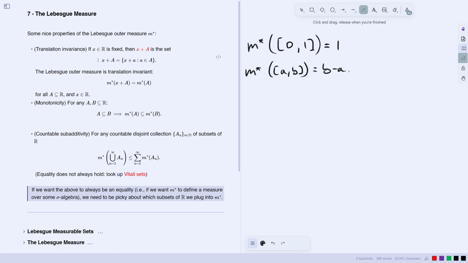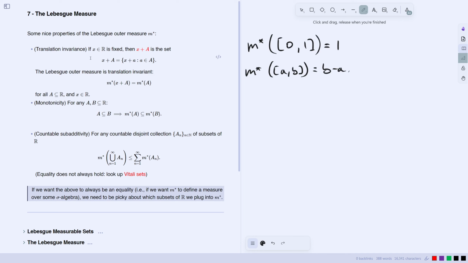We got a couple of other nice properties, the first one being translation invariance. If I shift a set, I just pick it up, place it somewhere else, I don't add or take away, I don't stretch it or squeeze it, well, that shouldn't change the size of the set. And what's great about the Lebesgue outer measure is it's translation invariant. You want to shift a set from here to there, it doesn't change the outer measure of it.